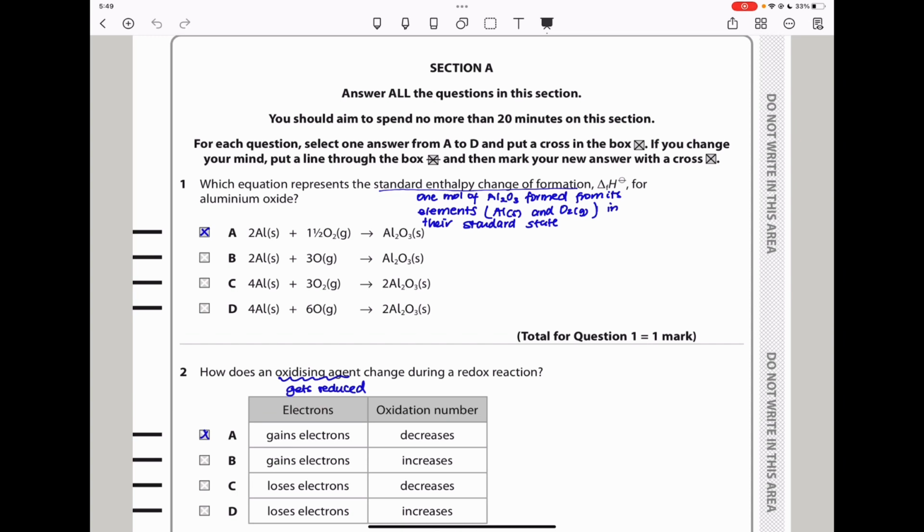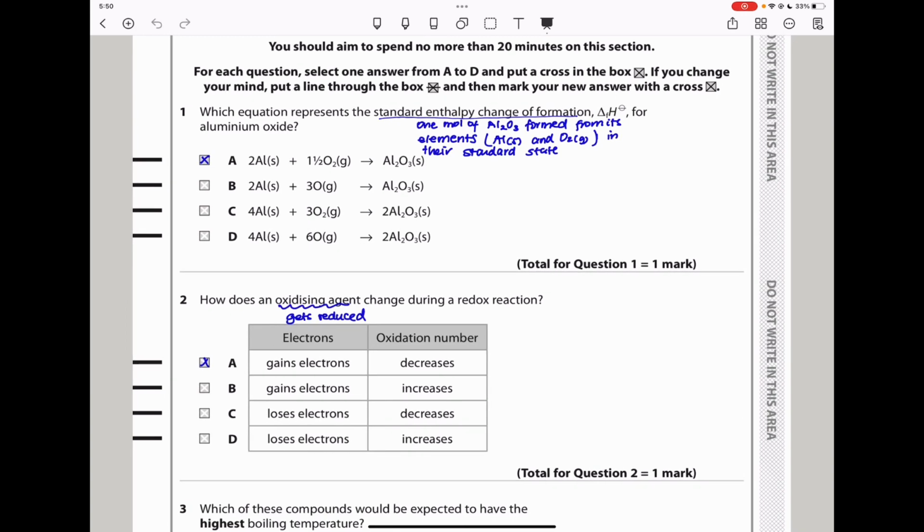for aluminum oxide? Remember, standard enthalpy change of formation is when 1 mole of, in this case, aluminum oxide is formed from its elements in their standard state. We can see this one here is all aluminum element, but this is not oxygen element, that is not oxygen element, so B and D are out. However, this is an element and that is an element. But when we look at the product side, this is forming 2 moles. Here, that is forming 1 mole. So the answer should be 1 mole of aluminum oxide formed from its elements in their standard state. So the answer should be an A, as we can see here.